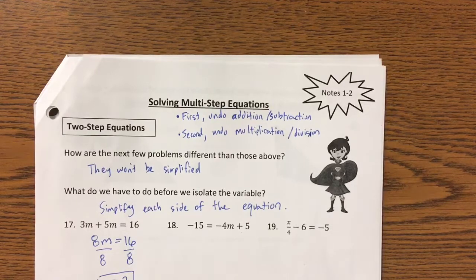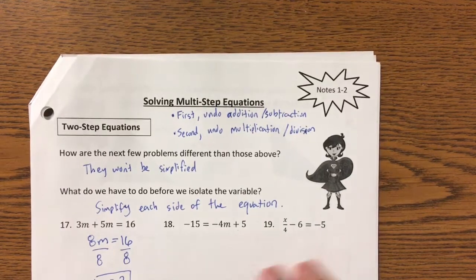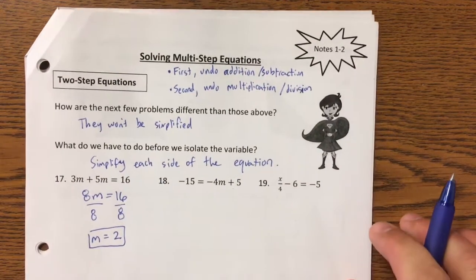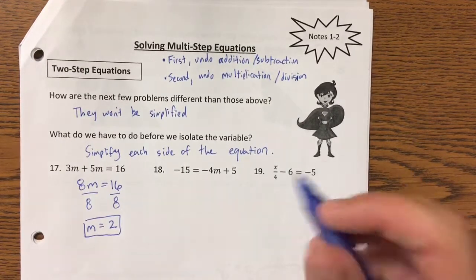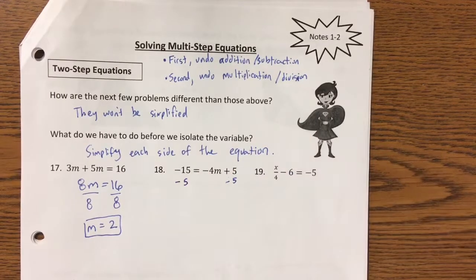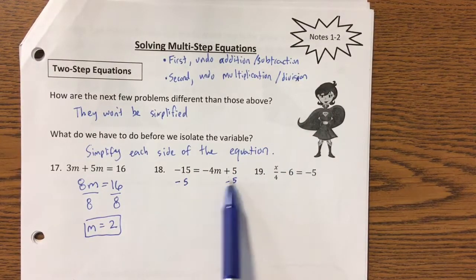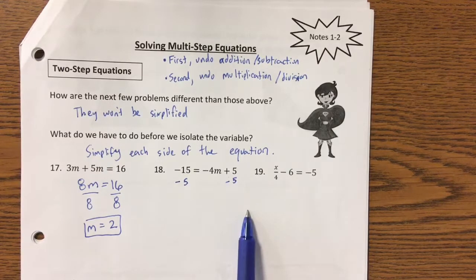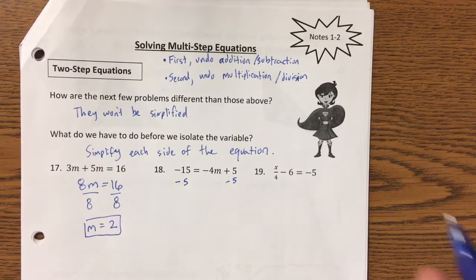Okay. So, with that in mind, what should we do first for number 18? Subtract 5. Yeah, good. Subtract 5 from both sides. So I'm going to say -5, -5. Notice I'm showing the step, I'm showing my action, and then I'm going to show my result, and I'm going to have to do that one more time. So that's why this is a two-step equation.